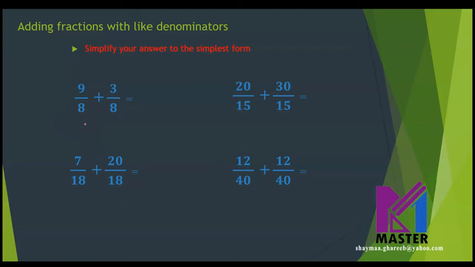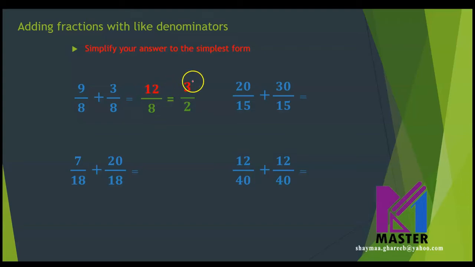What do you think? It is 12 over 8. 9 plus 3 gives 12. I will simplify it, but look at this fraction here. It is an improper fraction. So I have to write it in the simplest form, and I can write it as a mixed number as well. So when I simplify this fraction, I will divide it up and down by 4.